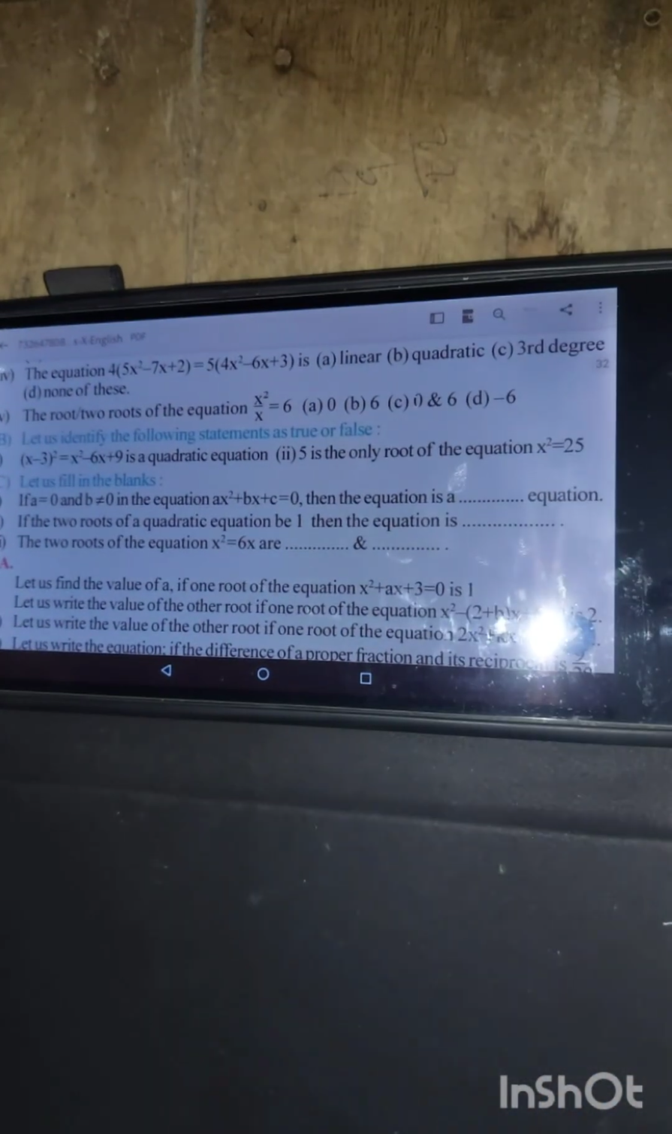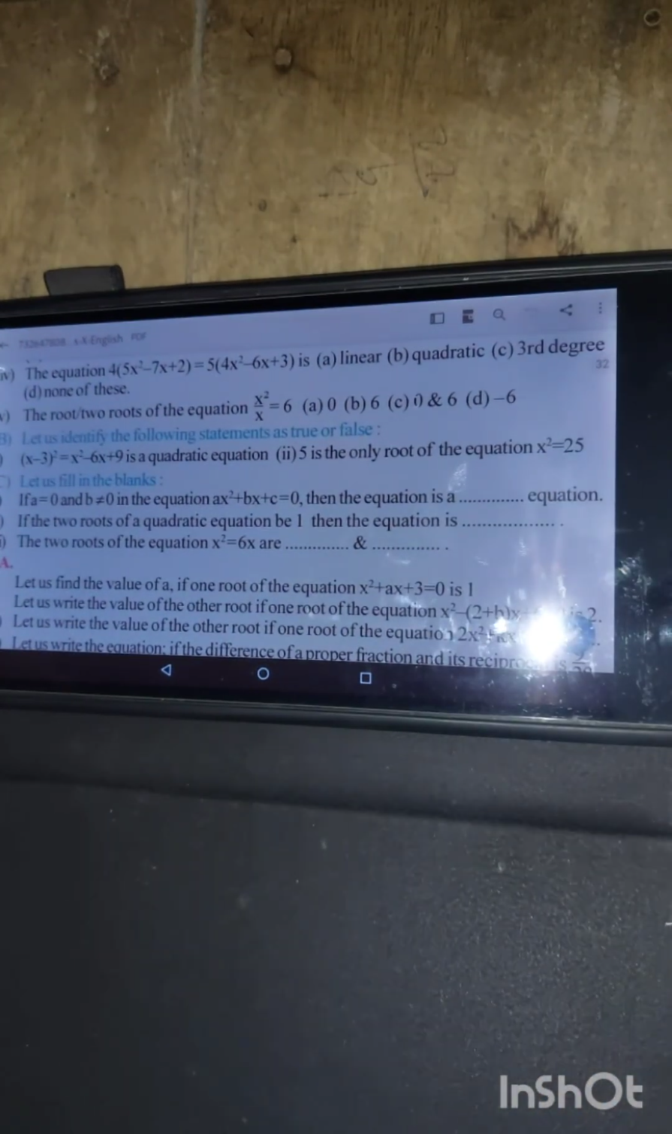Because x square equal to 25 will give us two roots, plus 5 and minus 5.